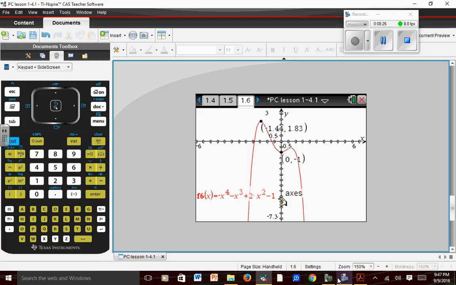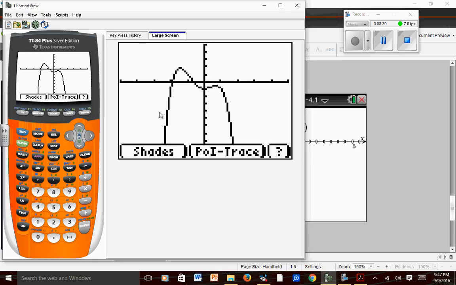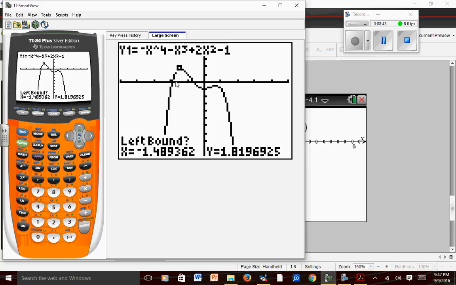If you've got your TI-84, this is kind of the old junky version, you can do the same thing. You guys have this button, you go to 2nd, Calculate, and you got the same list of things here. So let's look for the maximum. And this time you get left bound and right bound. You can use your arrows.